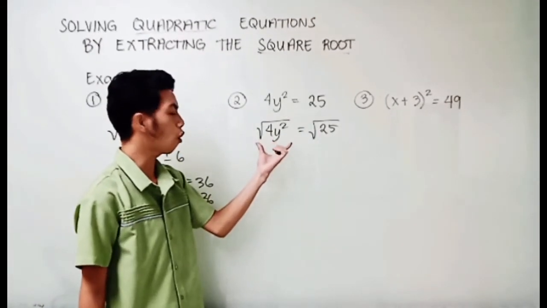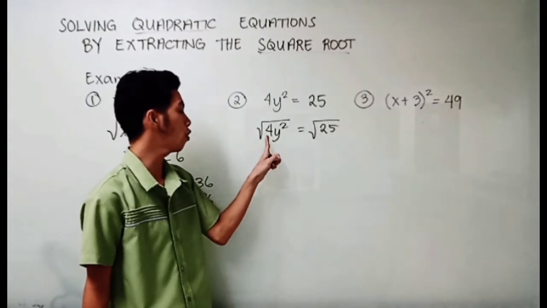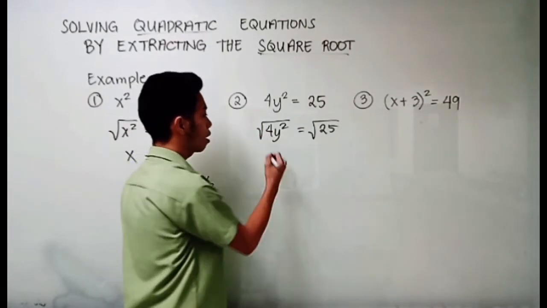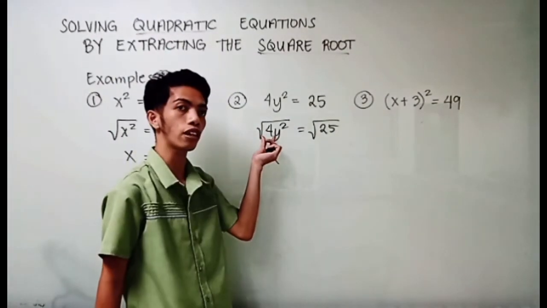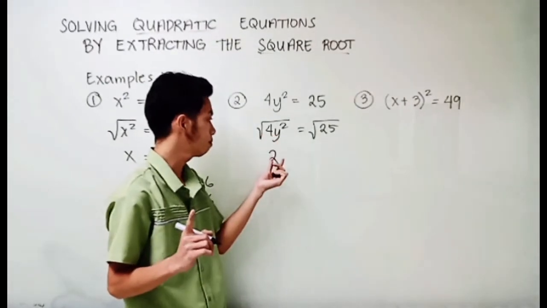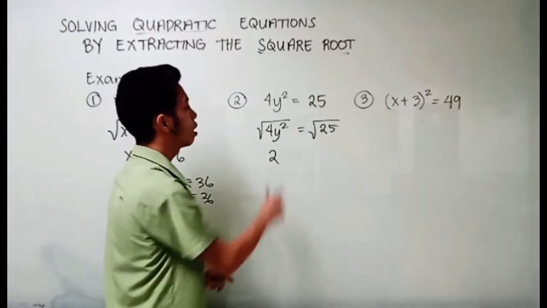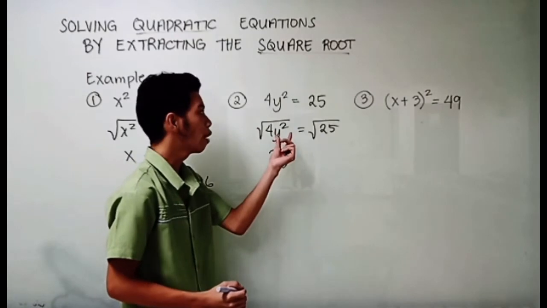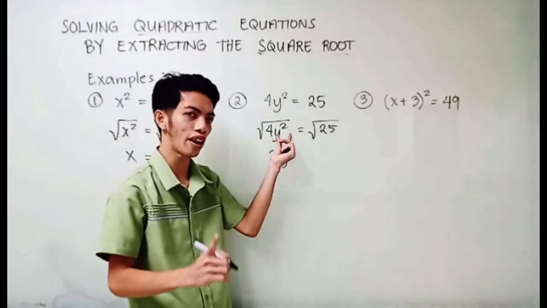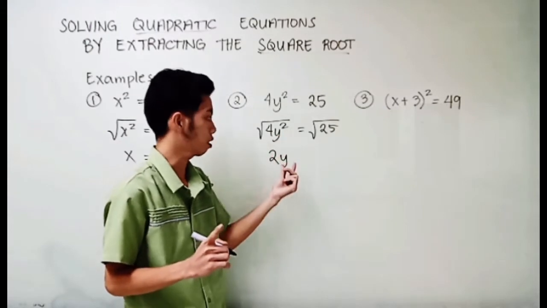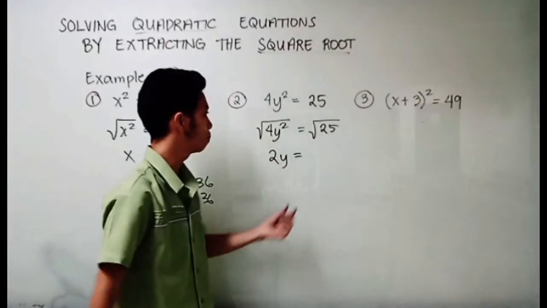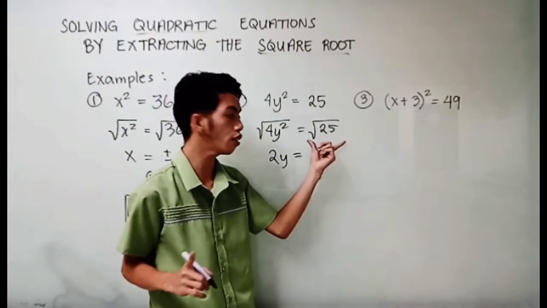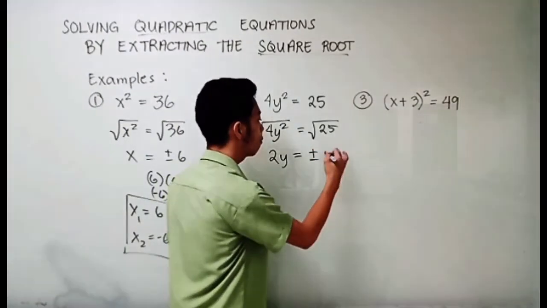In finding the square root of 4y squared, we need to get the square root of 4 first. The square root of 4 is 2, because 4 is a perfect square, 2 times 2 is 4. Now, the square root of y squared is y, because y squared is a perfect square. That will be equal to the square root of 25. A constant 25, the square root is positive or negative 5.